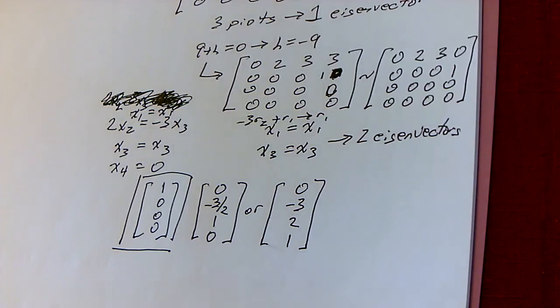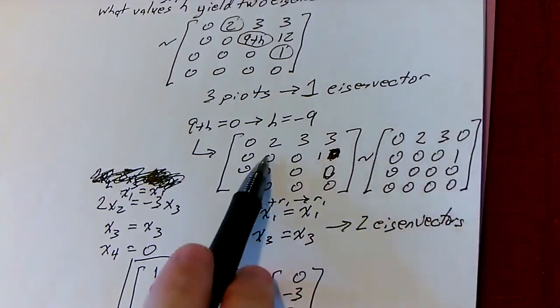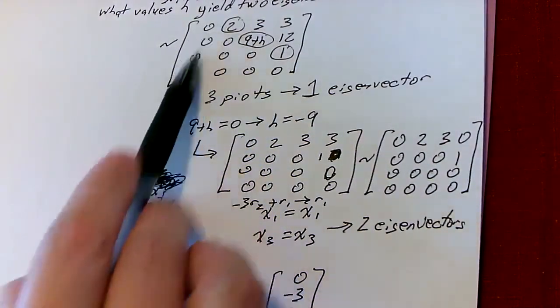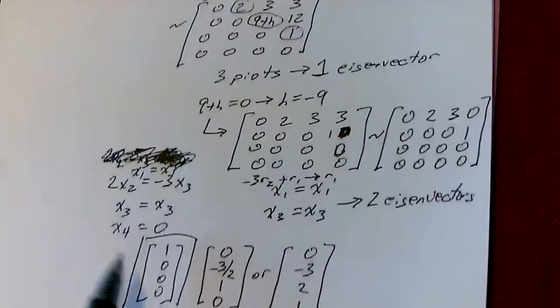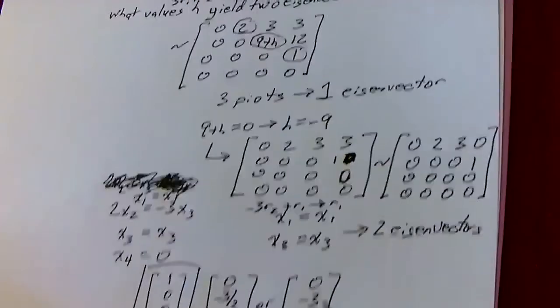Okay, but only when h equals negative 9. When h doesn't equal negative 9, I get 3 pivots. And when I get 3 pivots, x1 is going to be the only free variable. So this would be my only eigenvector, the 1, 0, 0, 0.